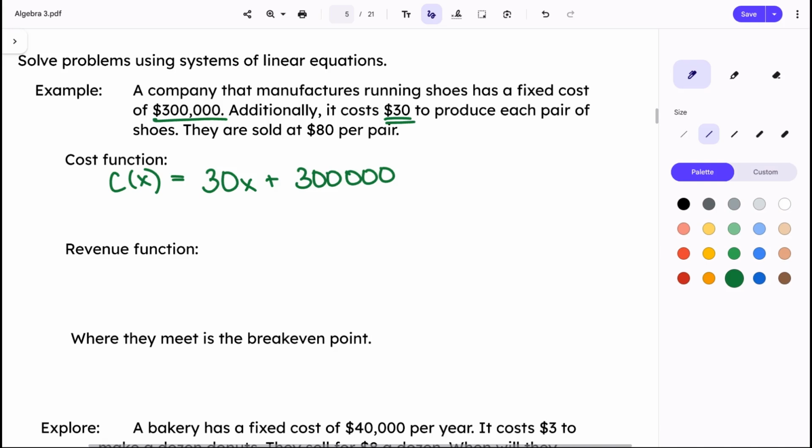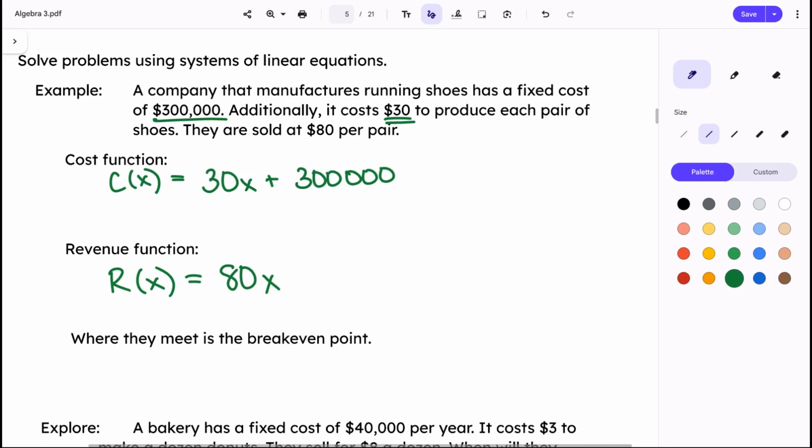Now the revenue function is, well, they're selling the product. You always want to sell your product for more than it costs you to make it, because that's how you make money. So to make your revenue function, we'll use R for that. They're telling us that it costs $80 to buy a pair of shoes from this company. So I'm going to write that as 80x.